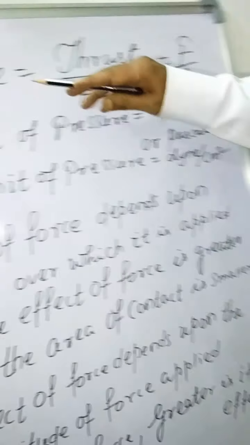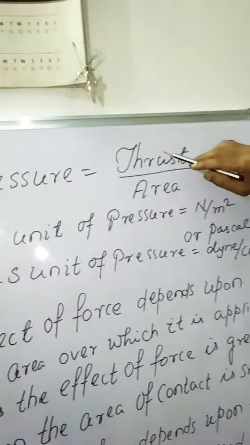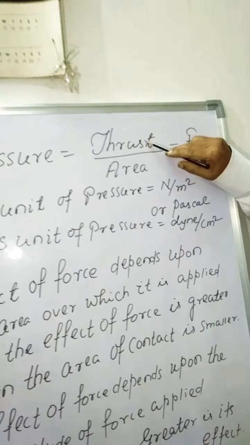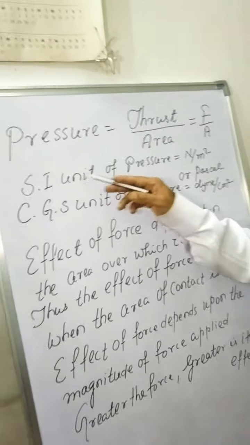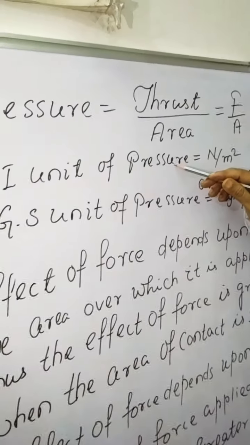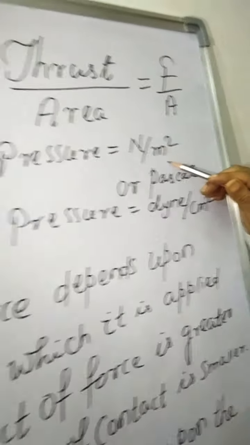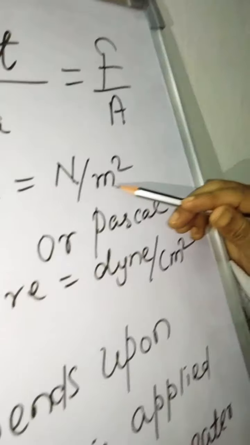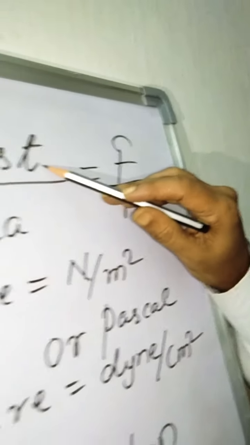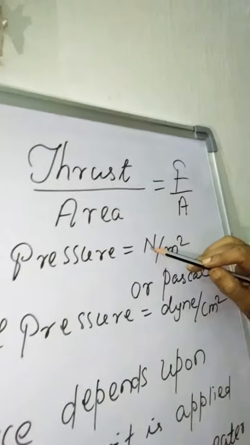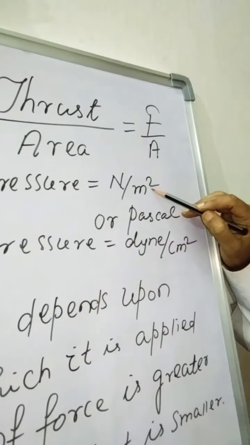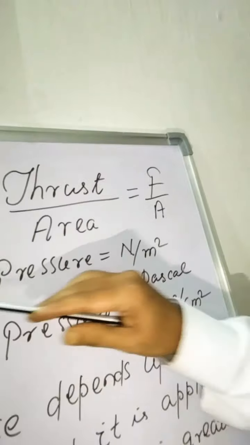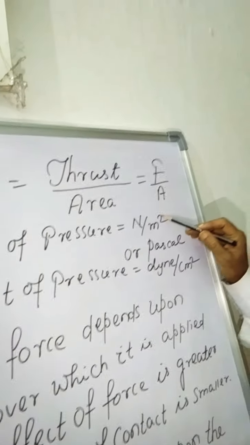All of you look at the board. So pressure equals thrust by area. Thrust means force. So force by area. The SI unit of pressure is Newton per meter square. Why is it Newton per meter square? Because the SI unit of thrust or force is Newton and the SI unit of area is meter square. So the SI unit of pressure is Newton per meter square.